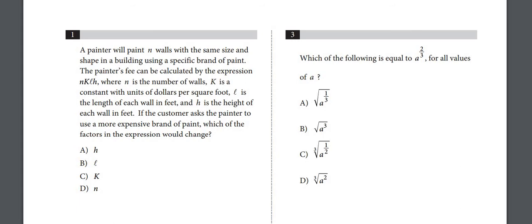Question is, if the customer asks the painter to use a more expensive paint, which factor in the expression would change? So the expression is n times k times l times h. So within that expression, which of these 4 factors would change? Alright, so let's go to the solution.